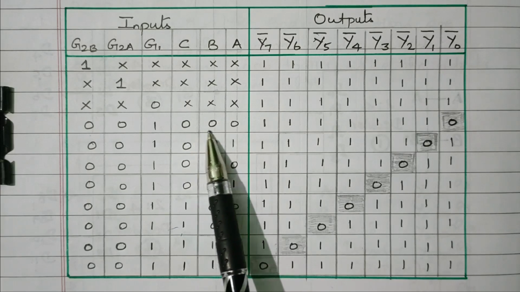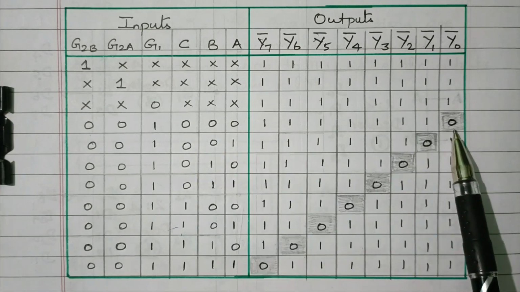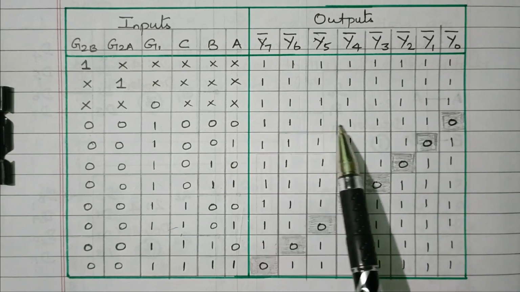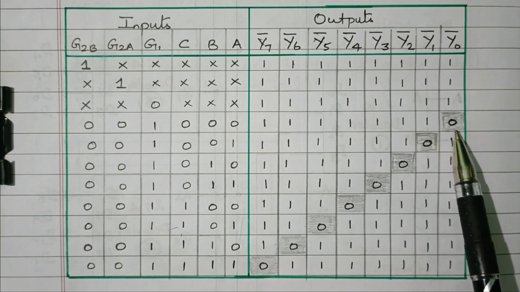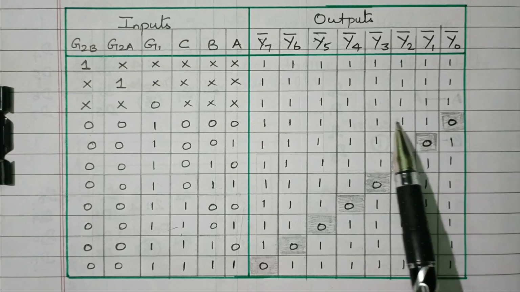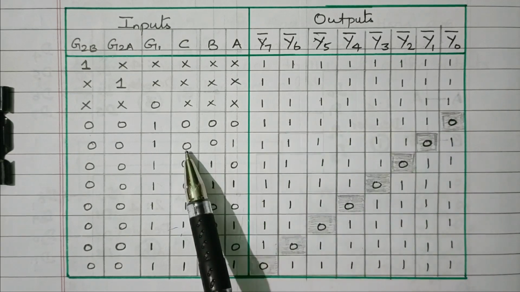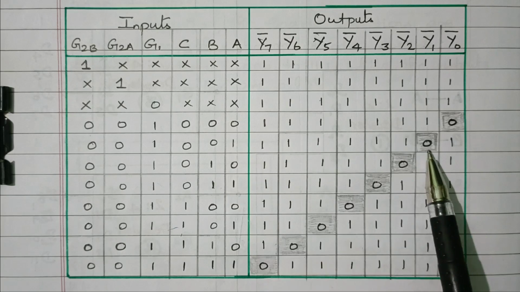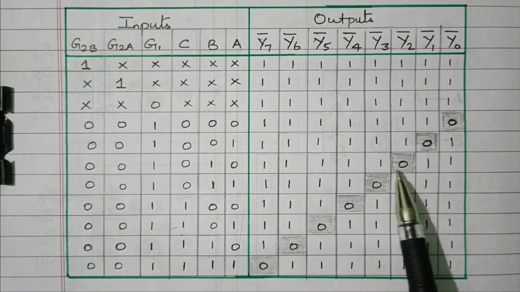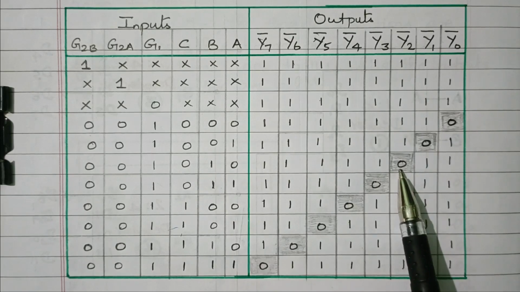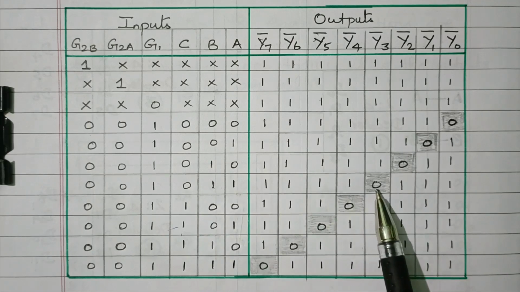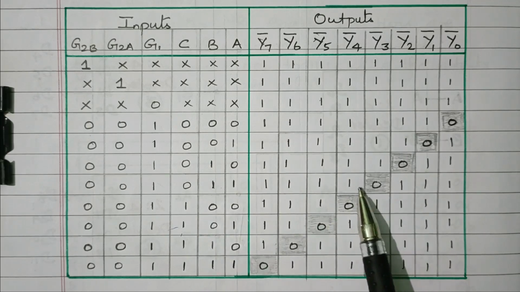A, B, C equal to 0, 0, 0 means Y0 bar is 0, and all other terms are 1. Normally all would be 0 and only Y0 would be 1, but because of the inverted output, Y0 bar is 0 and all other outputs are 1. 0, 0, 1 means Y1 bar is 0, other digits are 1. 0, 1, 0 means Y2 bar is 0, other digits are 1. 0, 1, 1 means Y3 bar is 0, other digits are 1.